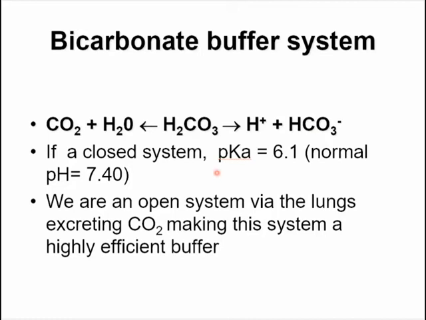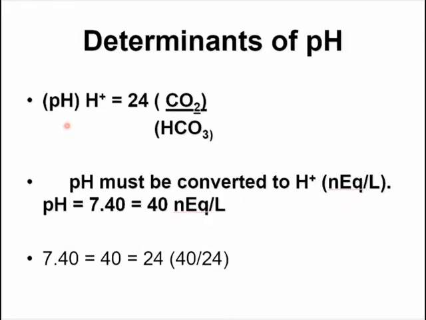So in a closed system, the pKa is about 6.1, and the normal pH is about 7.4. However, because we are an open system where we are continuously excreting carbon dioxide through the lungs, this makes the system for eliminating excess acid very efficient. So this makes carbon dioxide an efficient buffer because you can eliminate it via your lungs. Even if you produce about 15,000 millimoles per day of carbon dioxide, it is easily eliminated through your respiratory system.